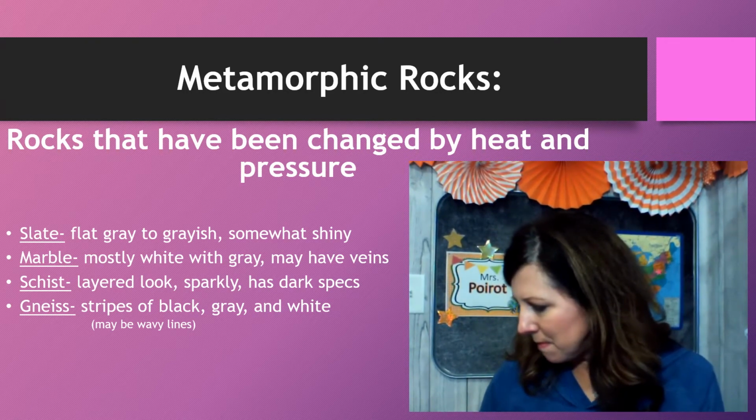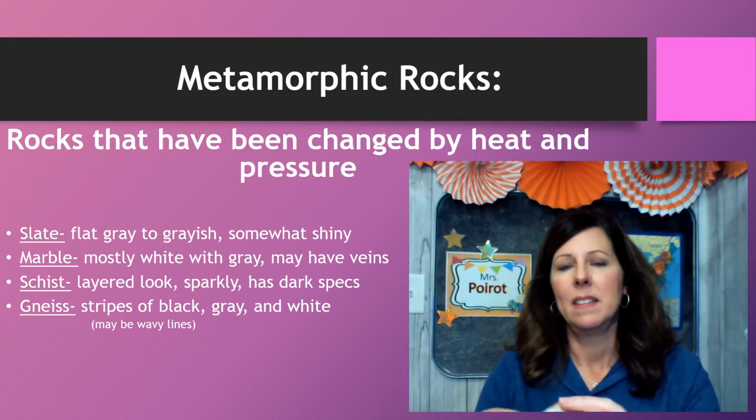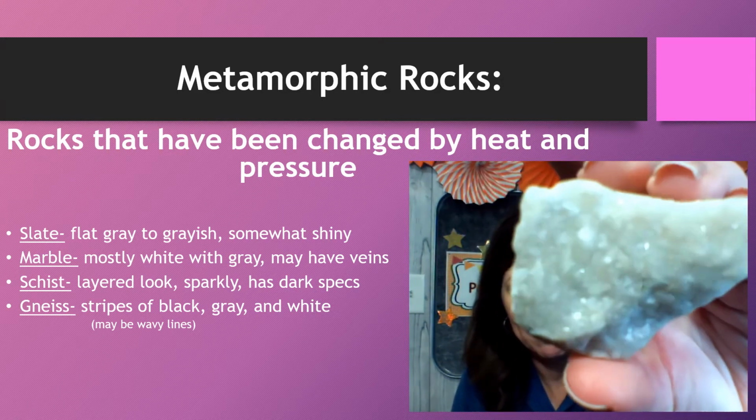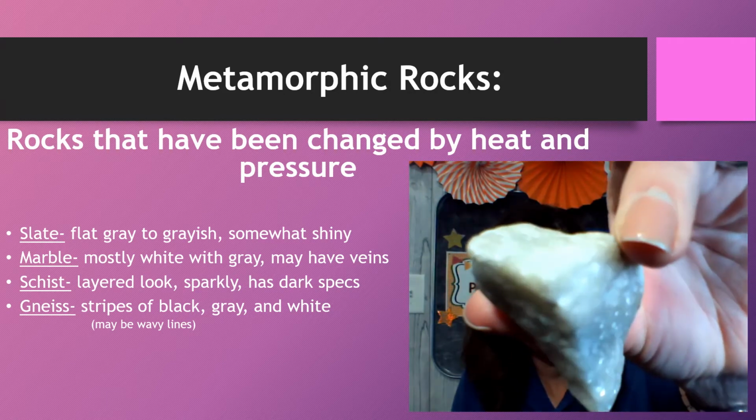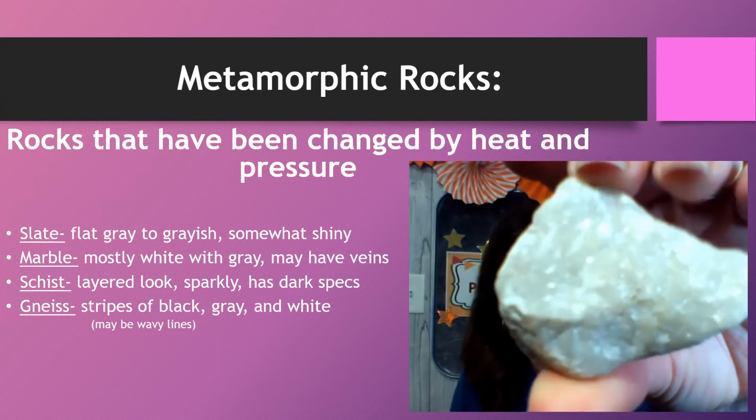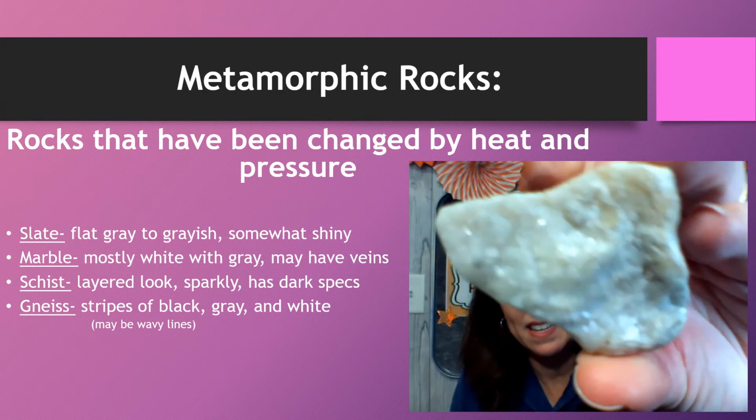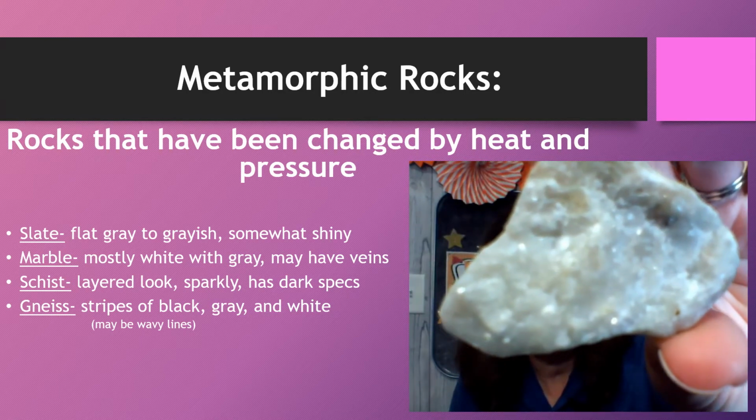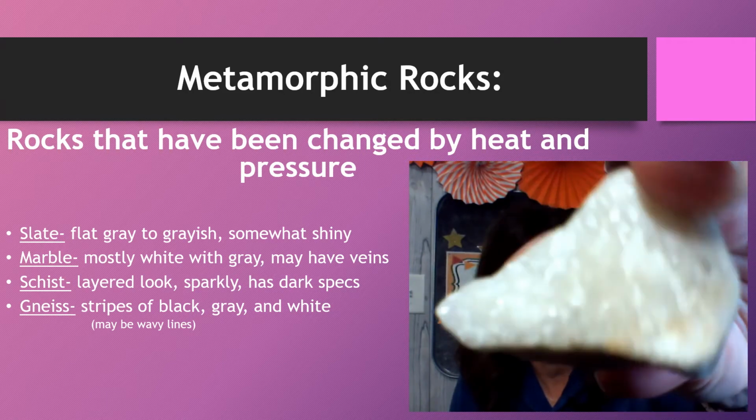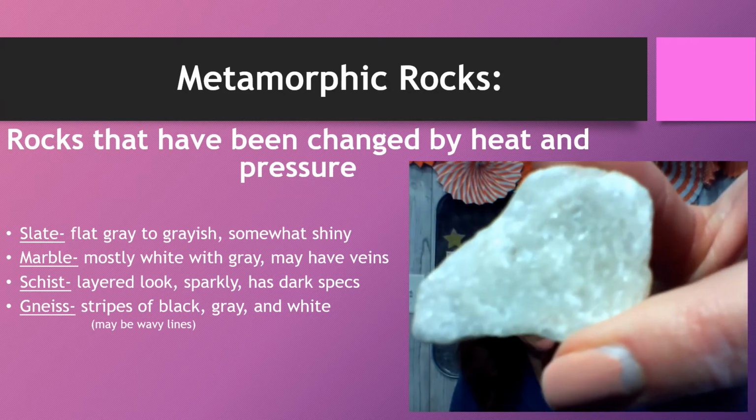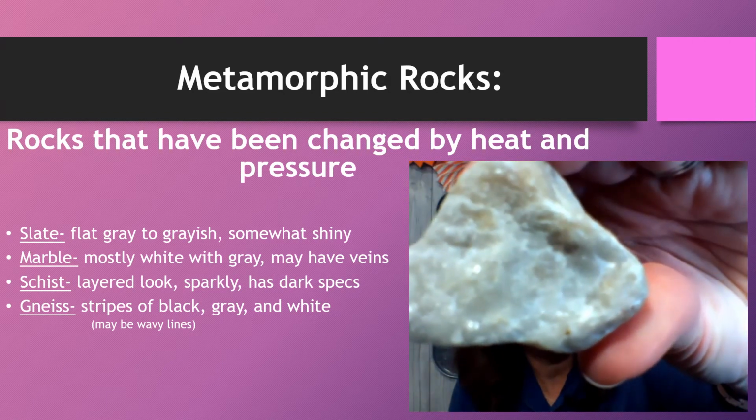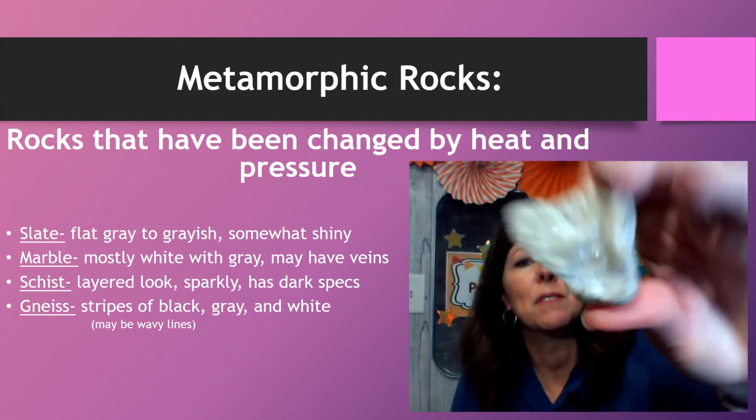The next one is marble. This is very white. It's got some sparkles in it. May have veins in there. People use marble sometimes for countertops. A lot of our ancient famous statues are made of marble. It can also be used for flooring. Lots of different uses for marble.